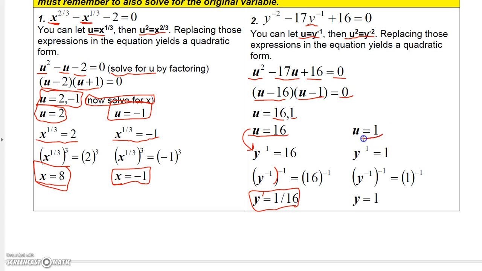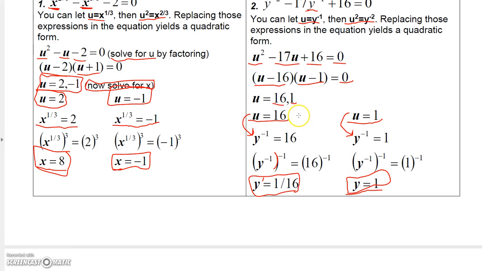Now this one's actually easier, but you still do the same thing. You have to do it for u equals 16 and u equals 1. For u equals 1, of course, remember, u is the same as y to the negative 1, so we have y to the negative 1 equals 1. And then raise both sides to the negative 1. Well, we know y to the negative 1 raised to the negative 1 is just y, and we know 1 to the negative 1 is just the reciprocal of 1, and what's the reciprocal of 1? 1, right? So y equals 1.